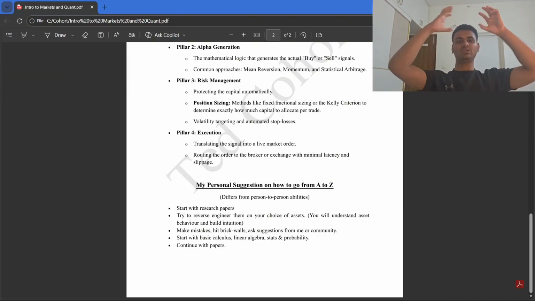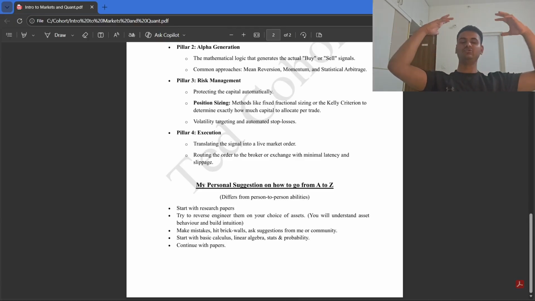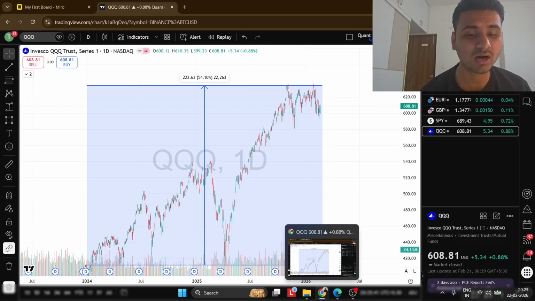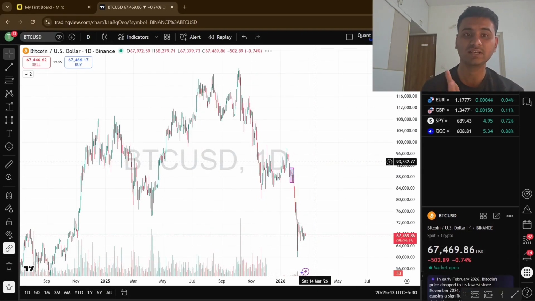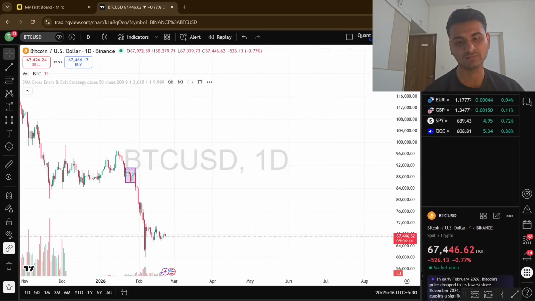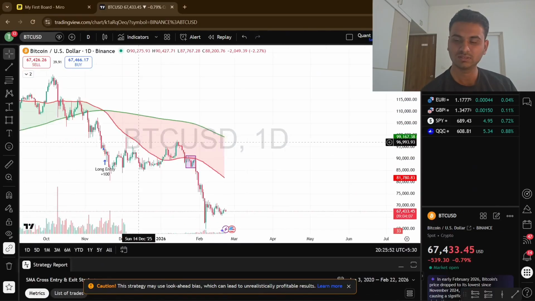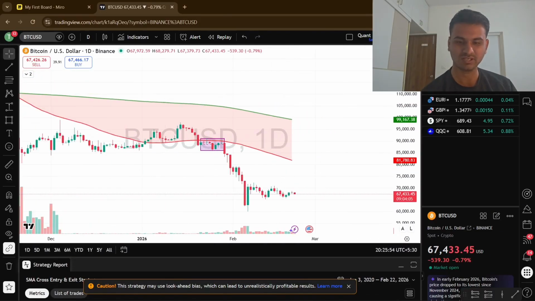So you make your code, you backtest it, you ensure there are no common quant mistakes, and then you upload it to a cloud server, let's say AWS, Oracle Cloud, and then you take it live, so it trades for you. So coming on to the point that I was trying to make with these shitty indicators, SMA crossover.